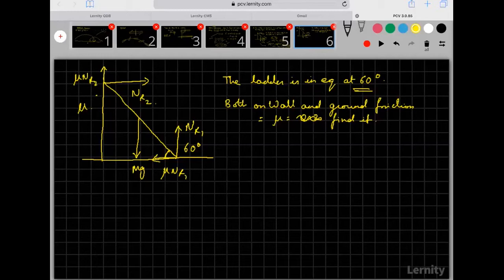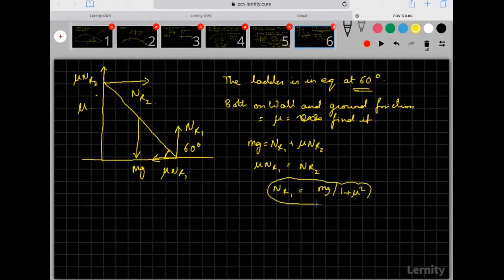So upward force is equal to downward force. So mg is equal to NR1 plus mu into NR2. Left side force is equal to right side force. So mu into NR1 is equal to NR2. Substitute it back here. So you will get NR1 is equal to mg by 1 plus mu squared, and NR2 is equal to mu mg by 1 plus mu squared. This I hope all of you are able to get.